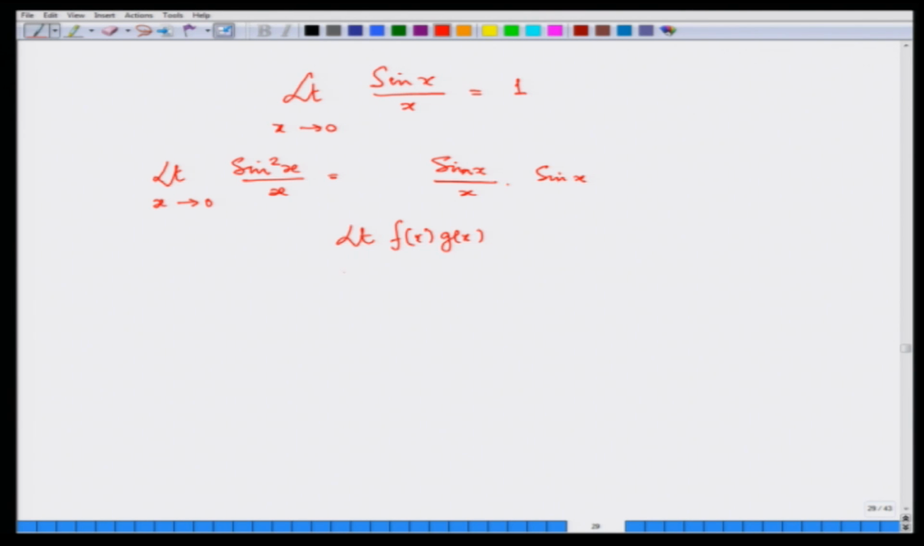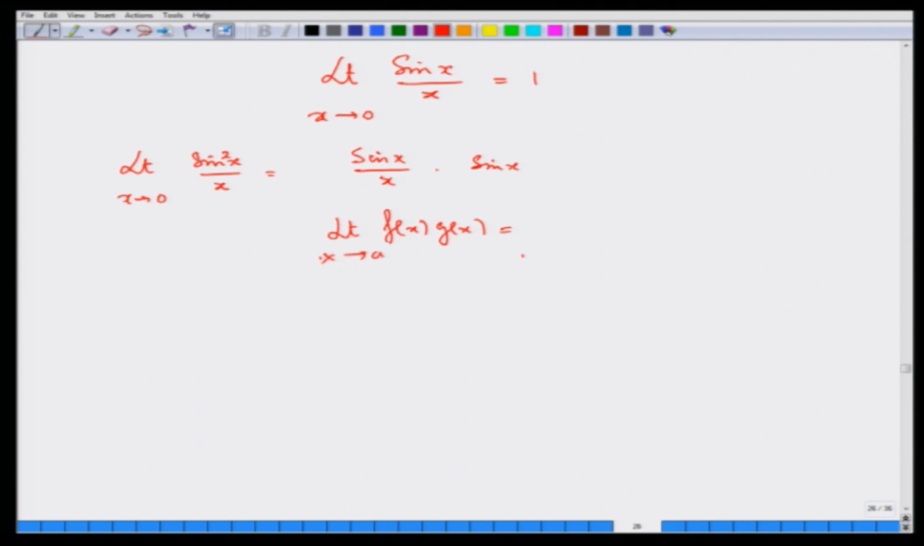So, these are all high school maths. I am not putting too much stress on actually stating them, but you need to. So, now we will have that this is nothing but limit of f x, x tends to a, into limit of g x, x tends to a. Now, limit of sin x by x as x tends to 0 is 1, and limit of sin x as x tends to 0 is 0. So, this answer is 0.